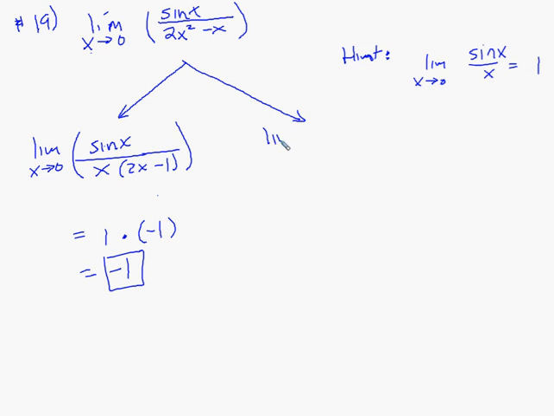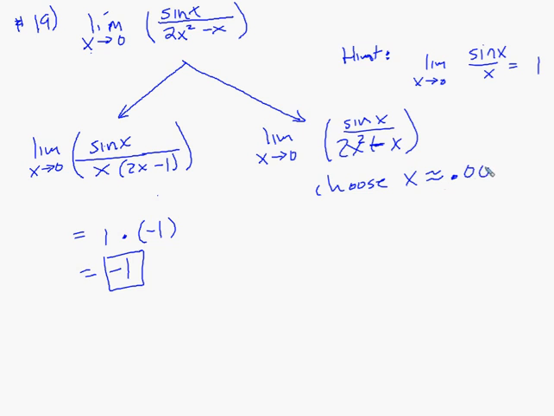The other method we could use is to estimate it. And to estimate that, we're going to basically do all the same stuff. I don't even need to factor there, so I won't. I'll just choose x to be about 0.001 or some other small value to see if I could estimate it. So then I'll do the sine of 0.001 all over 2 times 0.001 squared minus 0.001.